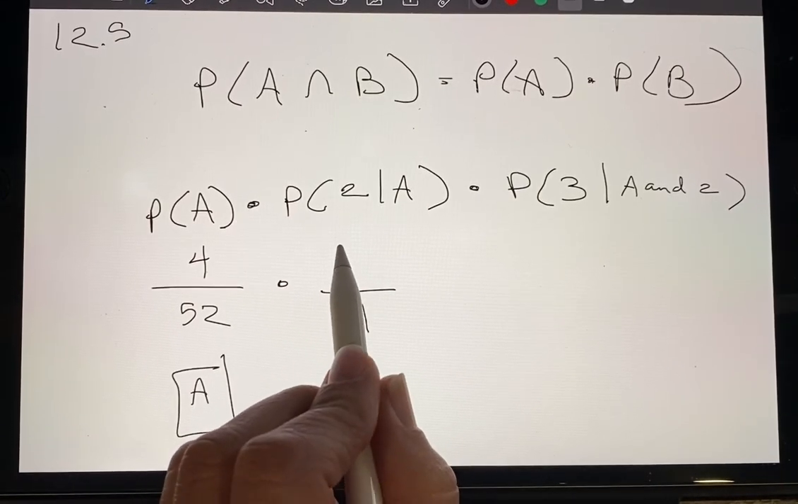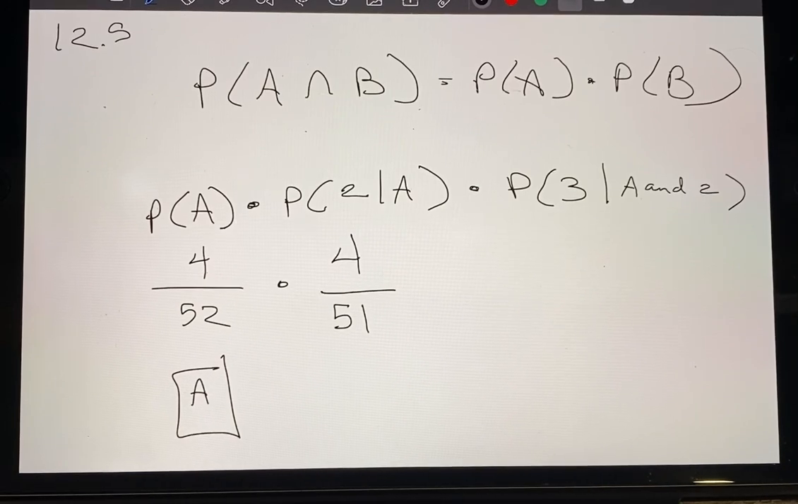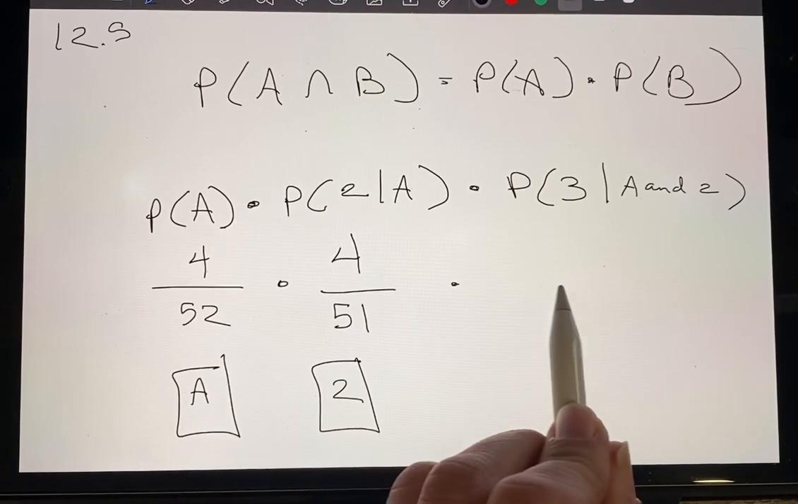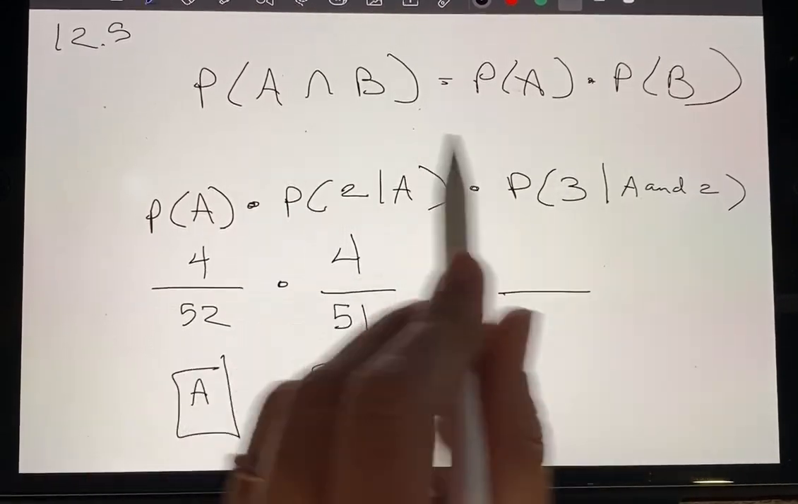No. So there's still a chance. There's still 4 2s sitting in that pile. So now I have a 2 sitting out. So now I'm going to draw again. How many cards are in my pile?